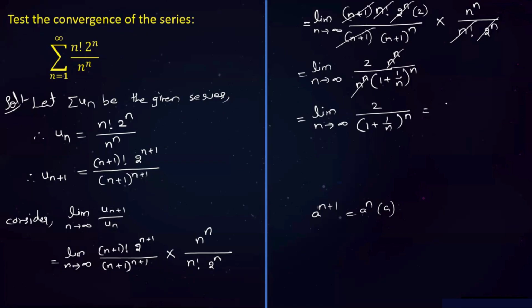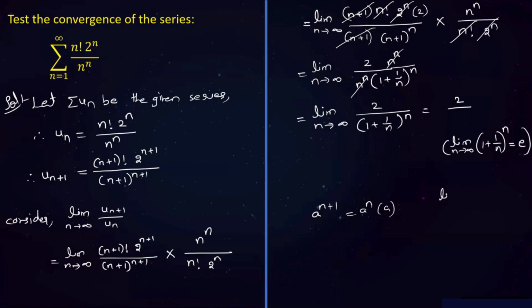So this is equal to, when n tends to infinity, this 2, it's a constant, right? That remains as it is, divided by, look at this, what happens when n tends to infinity. I hope you remember this. Limit n tends to infinity, (1 + 1/n)^n. This approaches e, right?